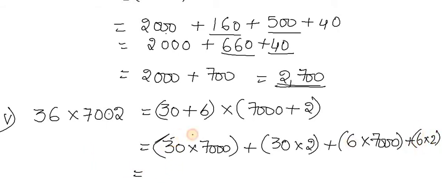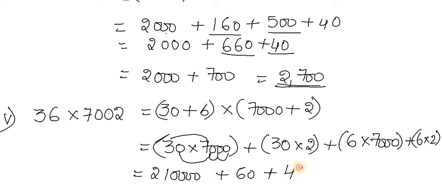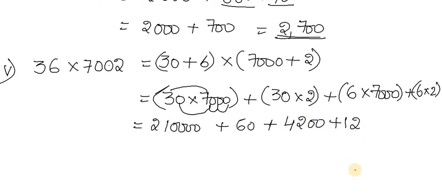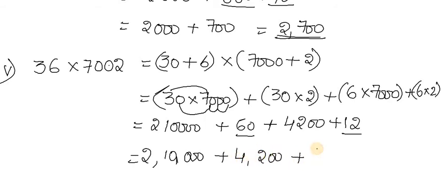So first we will multiply 3 sevens are 21. And how many zeros? 1, 2, 3, 4. Just simply write those many zeros. 30 2s are 60. 6 into 7000 is 42,000 and 6 2s are 12. Now first we will add ones. Here 60 plus 12. This is 210,000 plus 42,000 plus 60 plus 12 is 72.